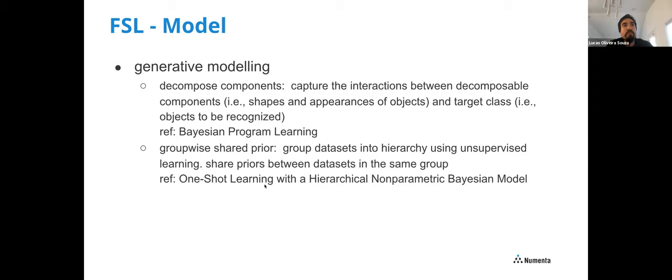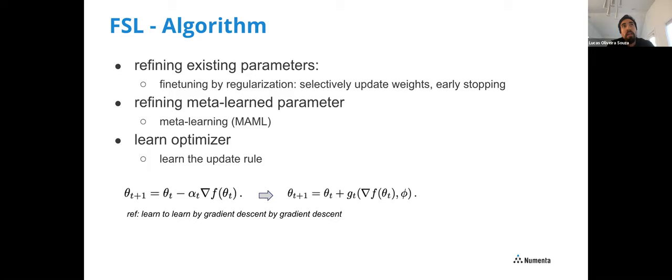And on the algorithm side, so injecting knowledge on the algorithm side, and then MAMO comes in here, you can choose to refine existing parameters. So you can, for example, do fine tuning by regularization, selectively adjust updates and weights, early stopping based on validation, or you can refine the meta learner parameter, which is the MAMO style, or you can learn the optimizer. And that, I think, is where the true meta learning would come in.